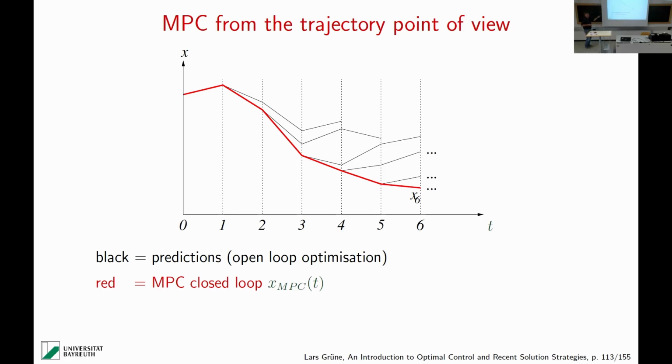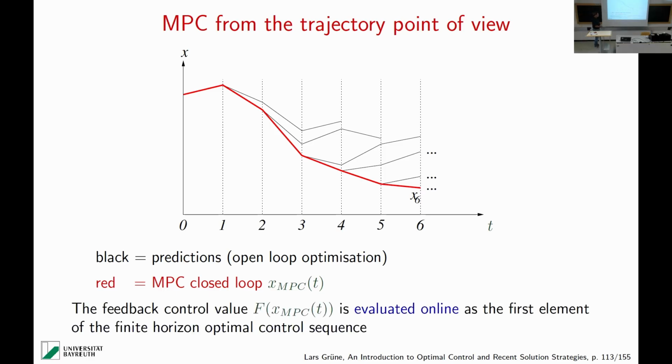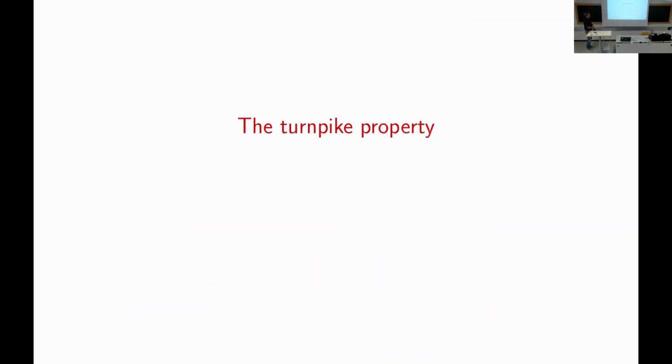The second is that we have a feedback mechanism, because when we optimize, we measure the current value and plug that into the optimal control problem. So the optimal control problem can really see if there was a deviation from the previous plan and correct that. So the feedback control value here is not a map that we store in some data structure, but actually an algorithm that's evaluated online as the first element of the finite horizon optimal control sequence. That's the idea of model predictive control: an online generation of a feedback by optimizing fast enough.